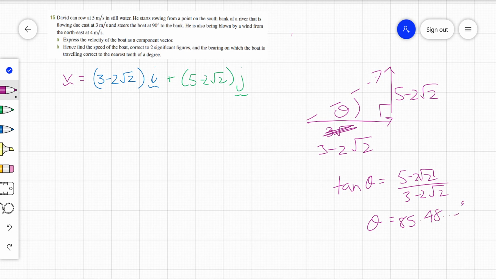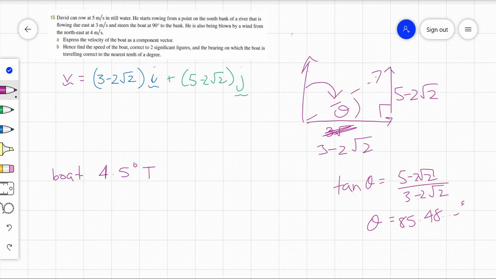But remember, it says the bearing on which the boat is travelling, and it does say to the 10th degree. If I look at a bearing, remember our bearings go like this, so I'll just do 90 minus that. So the boat is heading, it would be 90 minus 85.42, so it's 4.5 degrees. Or you could say north 4.5 degrees east. But yeah, so that's its bearing.